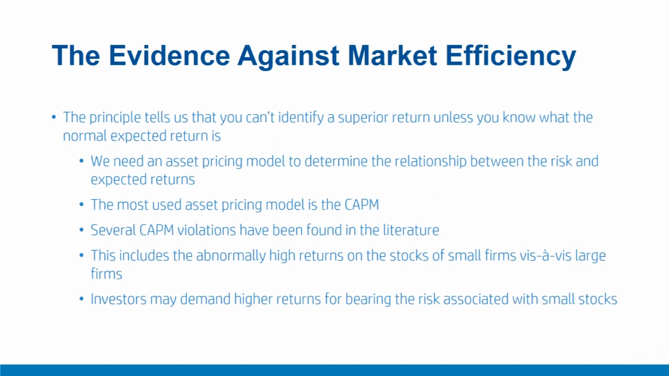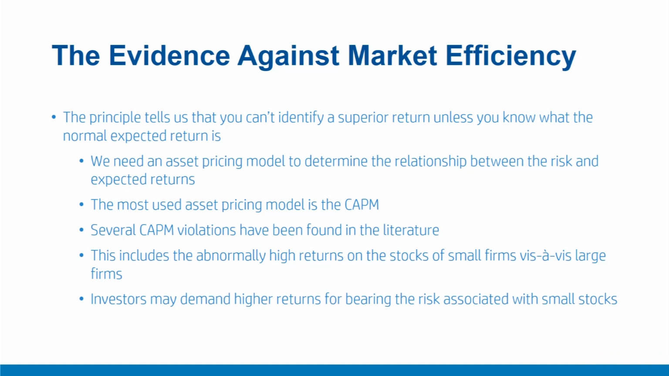However, the principle tells us that you can't identify superior returns unless you know what the normal expected return is. Therefore, if you try to determine whether a market is efficient, you usually have to adopt an asset pricing model that specifies the relationship between risk and expected return. Any test of market efficiency is then essentially a combined test of efficiency and the asset pricing model. Any test of an asset pricing model is also a combined test of the model and market efficiency.